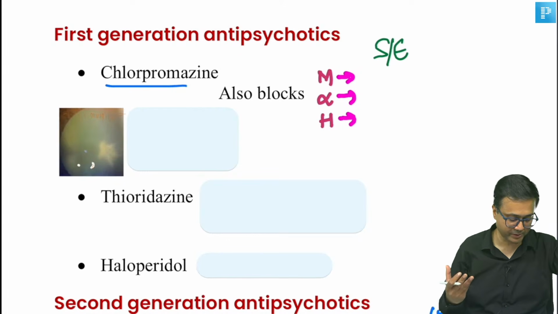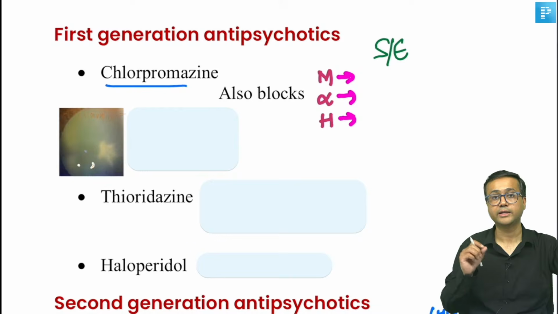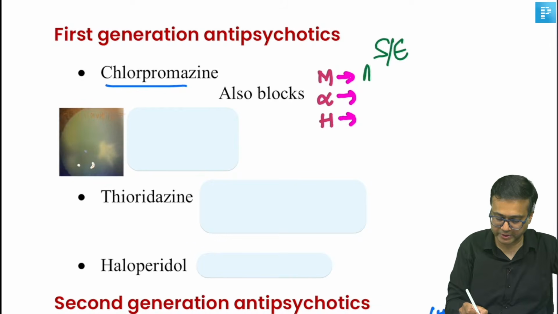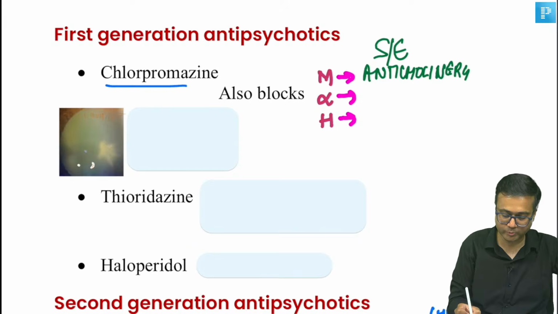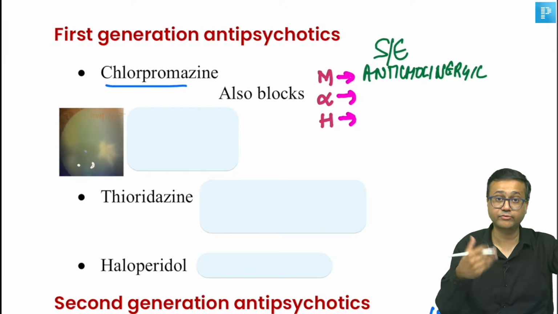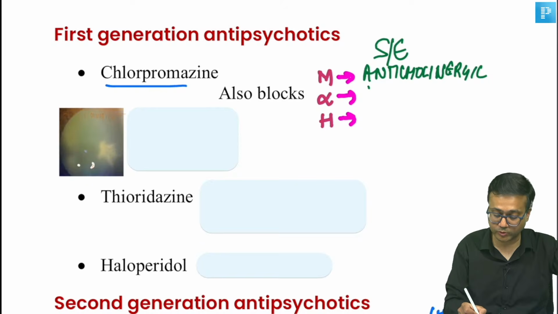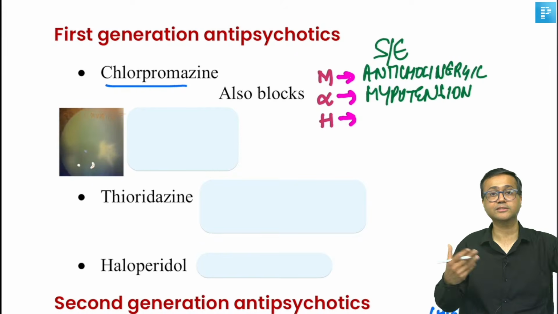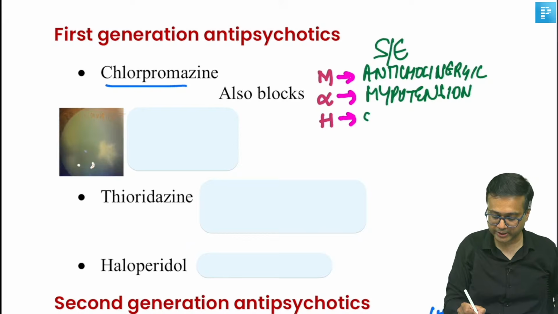So if M receptors are blocked, it's a low potency drug. If muscarinic receptors are blocked, what would be the side effect? Anticholinergic side effect. So patient may report of blurring of vision, dry mouth, urinary fecal retention. If alpha receptors are blocked, then person may develop hypotension. If histaminic receptors are blocked, so person may report of sedation.